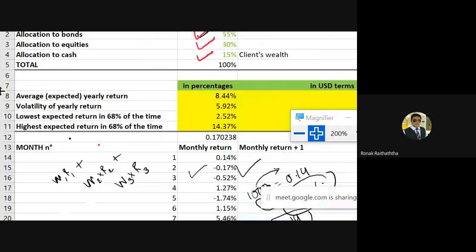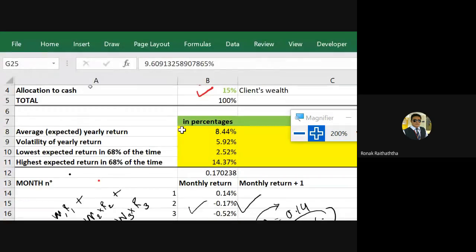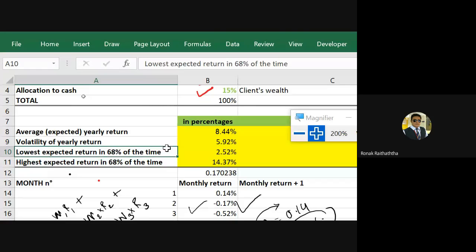Then, I guess if I'm not wrong, we hadn't completed this too. Just a second. Yes. This average volatility, lowest expected return is 68% of the time, and highest expected return. Did we do that? I'm not very much aware about it. Can you just give me an idea about it?